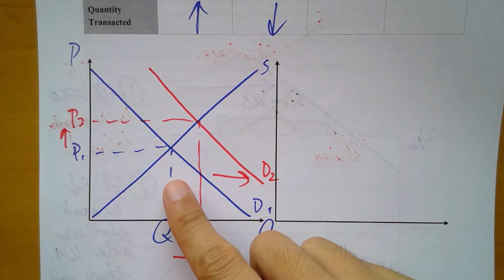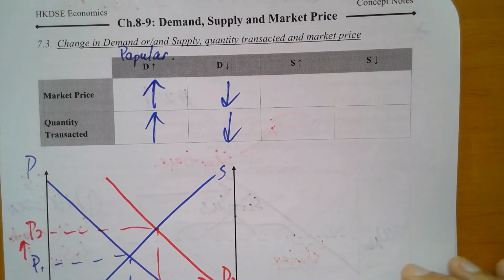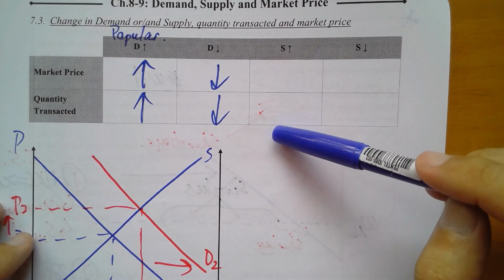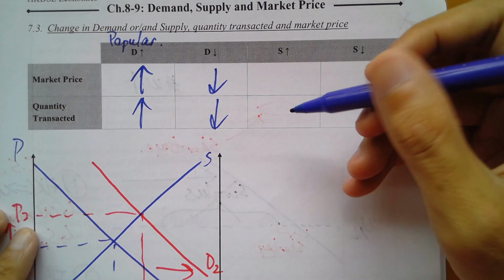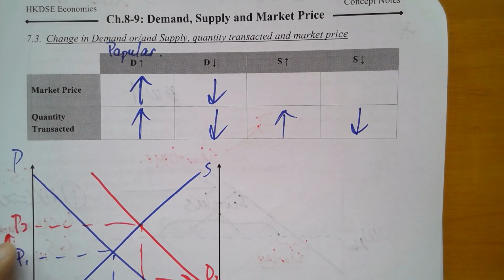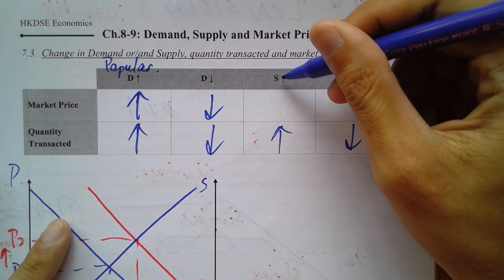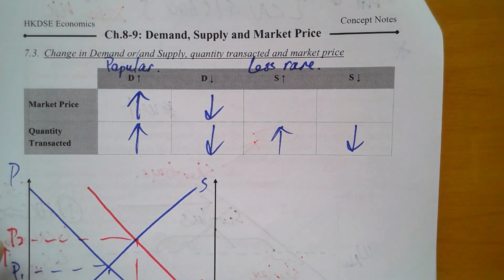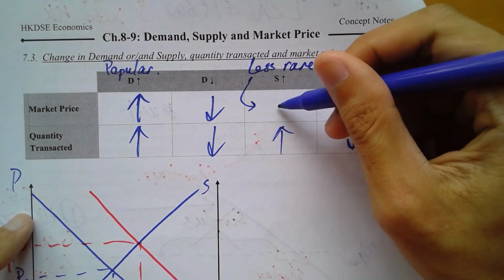I'm not going to do the decrease because it will only make this diagram too confusing. So let's do supply. When someone supplies more, it means there will be more goods available in the market, so the quantity transacted will also increase. But this time the price is a little bit different. Like the old Chinese saying goes, 物以罕為貴啦。When the supply increases, it becomes less rare. 冇咁罕有啊。When it becomes less rare, then we know price would decrease.